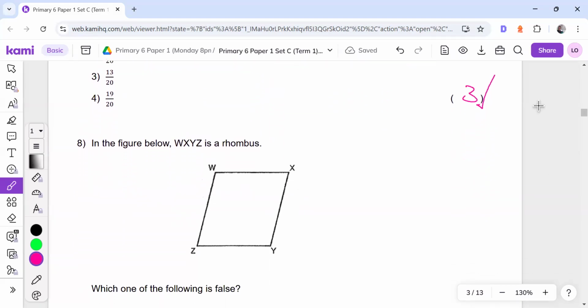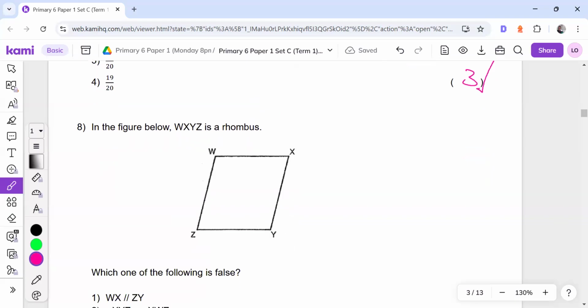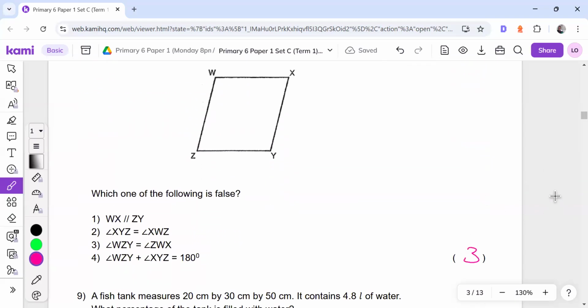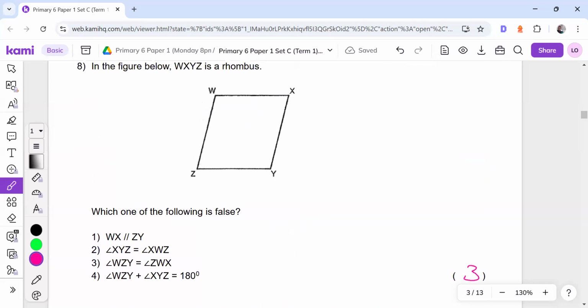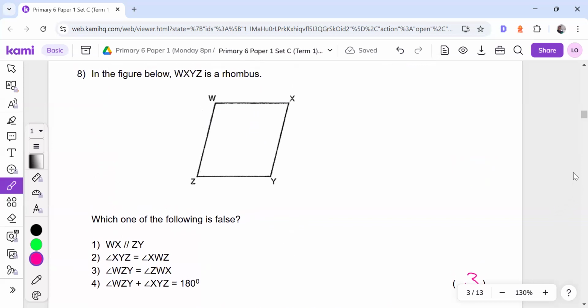Your answer is number 3. Okay, number 3. Okay, now let's look at one by one. So this is a rhombus. What is a rhombus? A rhombus is a diamond or a slanted square. Slanted square. All sides are equal. So is WX equal to ZY? Is it parallel? Yeah, it's parallel because a rhombus has opposite sides that are parallel. True. Okay.